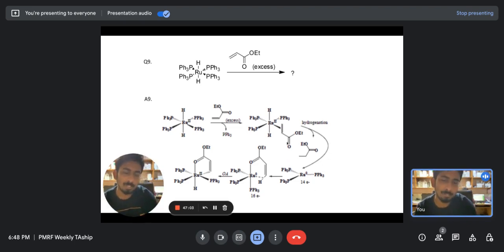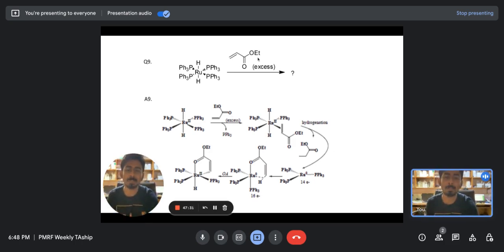Now from 18, we are left with a 14 electron species, a ruthenium 0 compound, because from ruthenium 2, two hydrogens are thrown out. So we are left with 3 PPh3, which is 6 electrons, and ruthenium 0, which is 8 electrons. So it is a 14 electron species. You know this 14 electron species is quite unstable in nature and very reactive. So you know what happens next. Let us assume what can happen next.